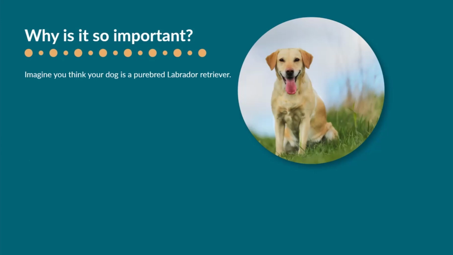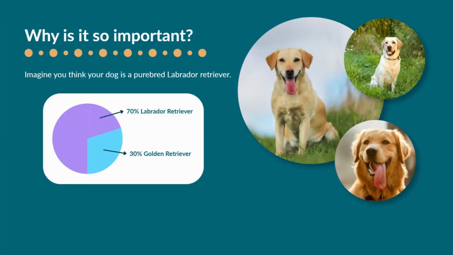Now let's talk about why this is so important. Imagine you think your dog is a purebred golden retriever. You get the dog's genome tested and the results show your dog is 70% Labrador and 30% something else. Maybe some golden retriever, which is a very similar breed. Or it could be another breed mixed in generations ago. Your dog looks like a pure lab, but genetically it's a mix. This matters because different breeds have different health risks.